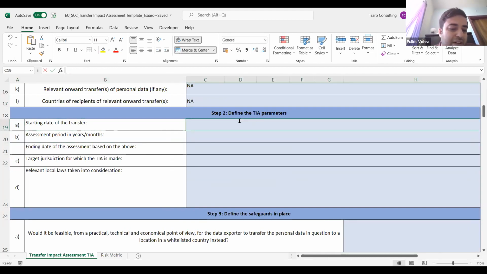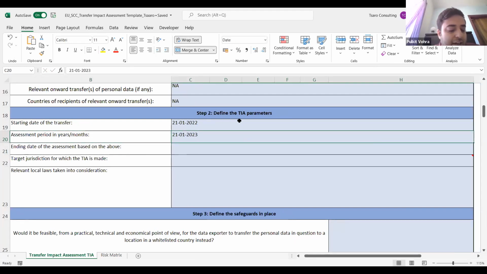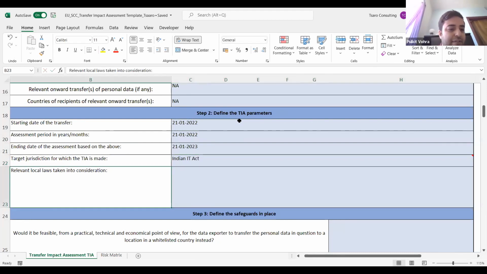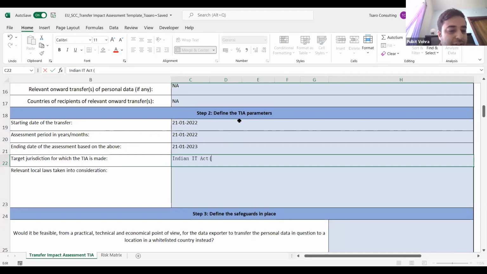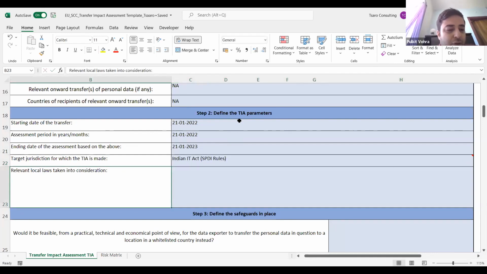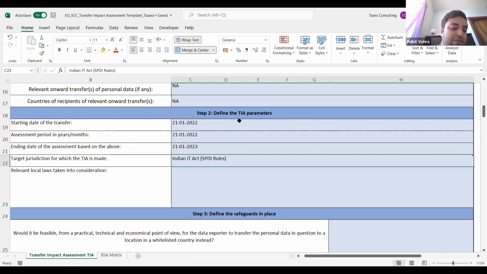Then you put down further information, which you call TIA parameters here: starting date, assessment period, meaning how long you are going to do that transfer, whether it's ongoing or for a specific time, like 1 month, and ending date. Then target jurisdiction would be, let's say for Netherlands to India, the India jurisdiction, the Indian IT Act or the SPDI rules. Relevant local laws taken into consideration will be the local laws of the destination country.